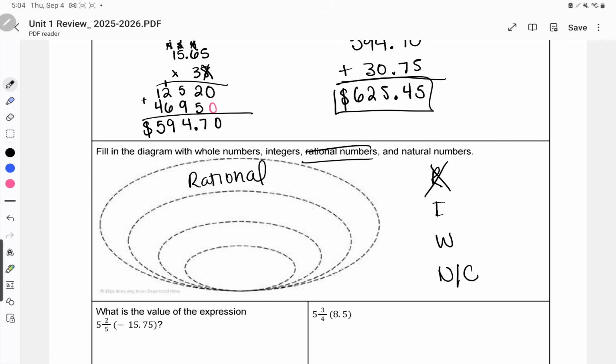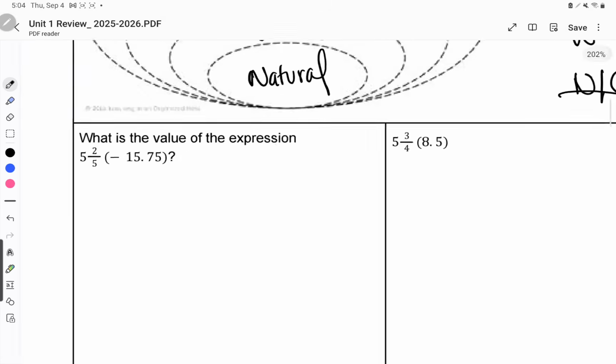The I stands for integers. So that's what goes second. The W stands for whole numbers. So that's what goes third. And then N stands for natural numbers or counting numbers. So that's what goes last.